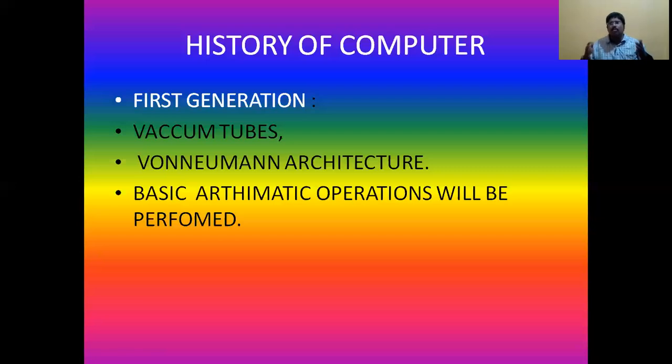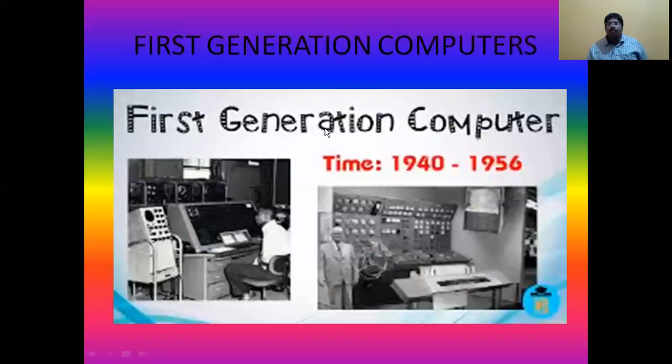So what is meant by von Neumann architecture? We have two different architectures. One is von Neumann or Princeton architecture, and the second one is Harvard architecture. What is the difference between these two? That I will explain now. So this is the first slide. For the first generation, we used vacuum tubes. This is the overview of a first generation computer.